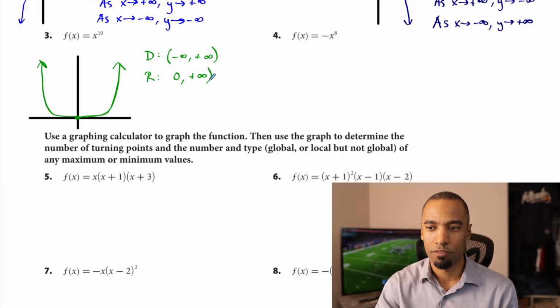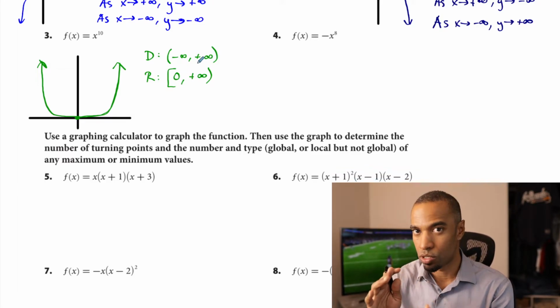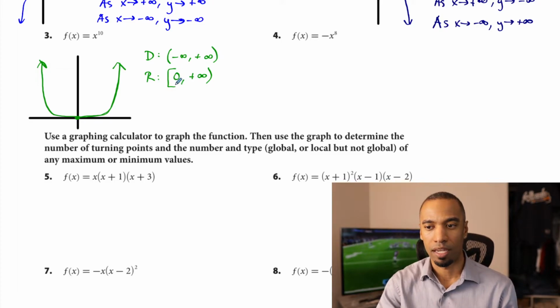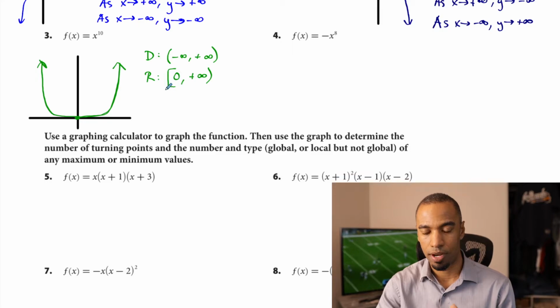Now, we don't include the infinity because we can't reach infinity, but we do reach 0. So I will not put a parenthesis here. I will actually put a square bracket. For interval notation, this is the equivalent of saying y is greater than or equal to 0. That's what the square bracket gives you, the also equal to 0. It actually hits it. So there's the range for that.